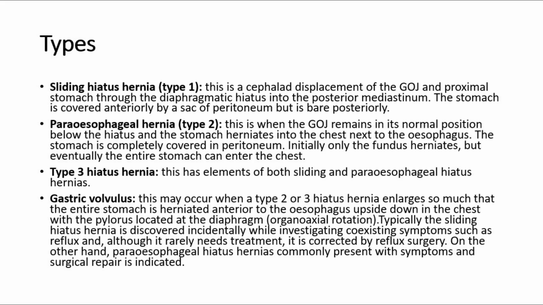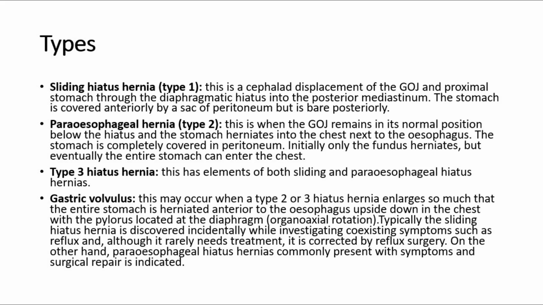Type 2 is a paraoesophageal hernia. This is when the GOJ remains in its normal position below the hiatus and the stomach herniates into the chest next to the esophagus. The stomach is completely covered in peritoneum. Initially only the fundus herniates, but eventually the entire stomach can enter the chest.